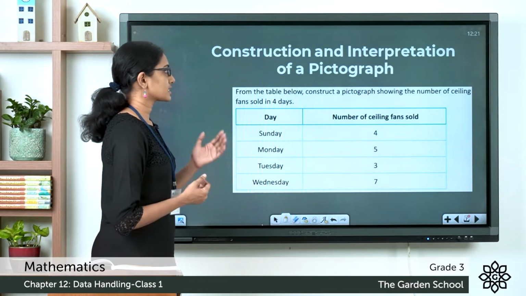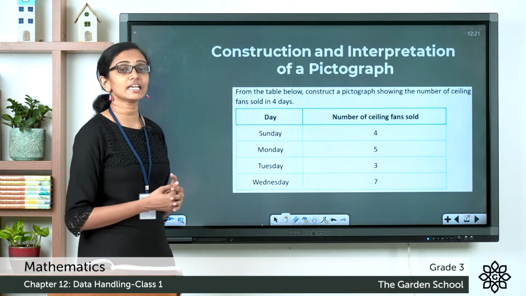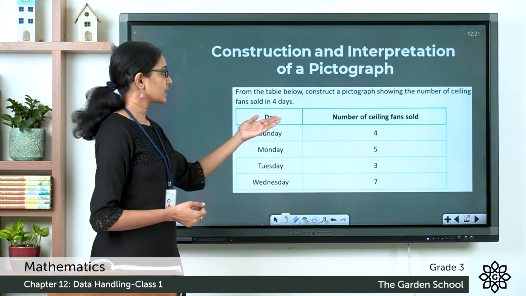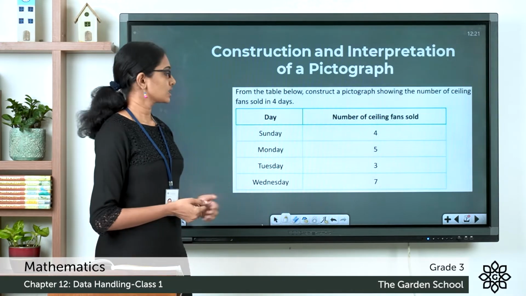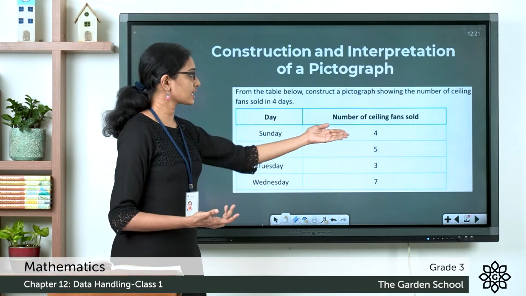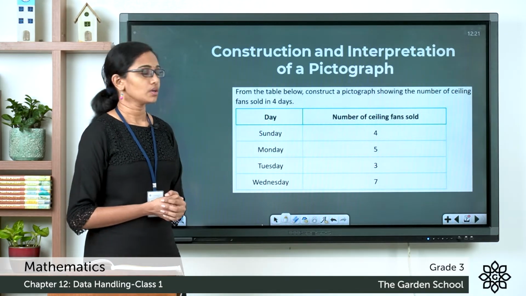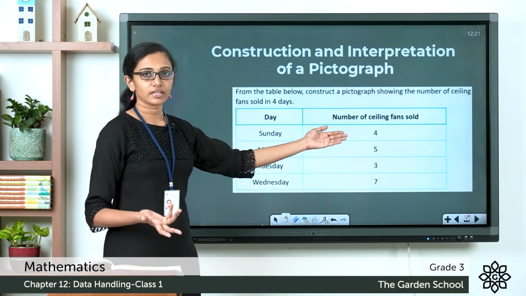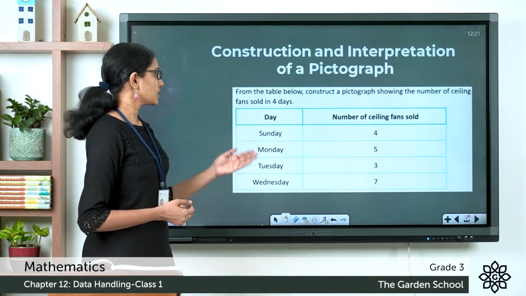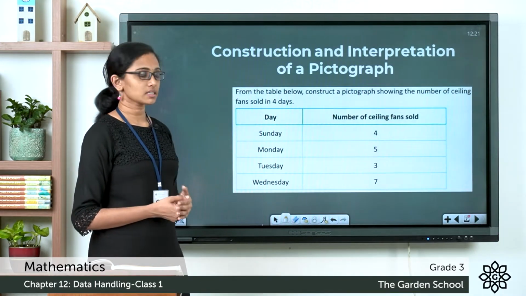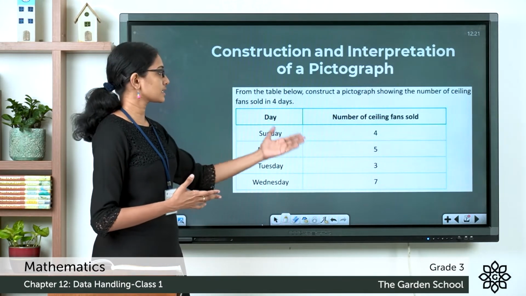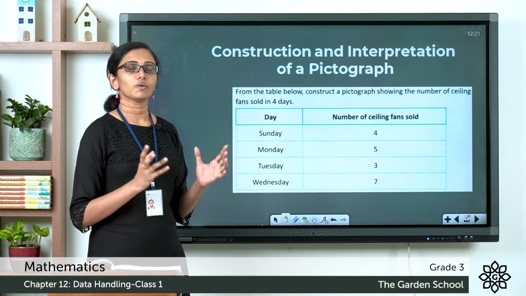Now what you see here is a table that shows the number of ceiling fans sold in 4 days. You can see the labels here, day and the number of ceiling fans sold. Each day is marked here and the number of ceiling fans sold on each day is also given within the table. On Sunday, the number of ceiling fans sold is equal to 4, and on Monday, 5 fans were sold. Tuesday, 3 fans were sold, and on Wednesday, 7 fans were sold. Now we have to represent this data in the form of a pictograph.